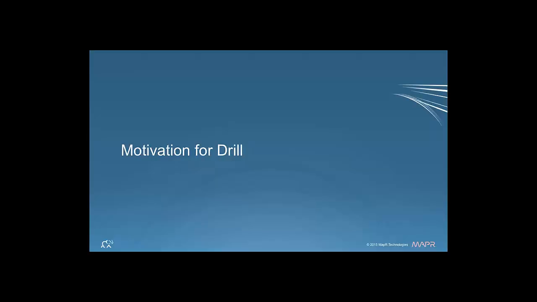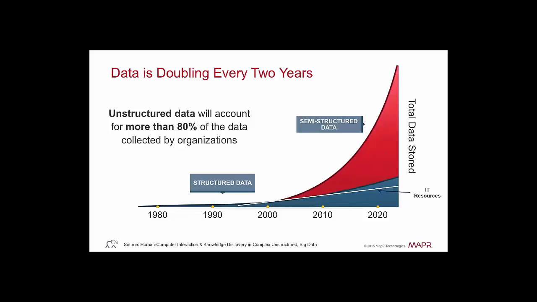So let's get started. What's the motivation for Drill? We know that data is doubling every 2 years. But what's important to note is that this data is mostly going to be unstructured and semi-structured in nature. We anticipate that by 2020, it's going to be in the zettabyte range, an exponential increase in the volume and variety of data. However, you have to notice that IT resources are not growing exponentially. We still have a small linear growth, and therein lies the problem.